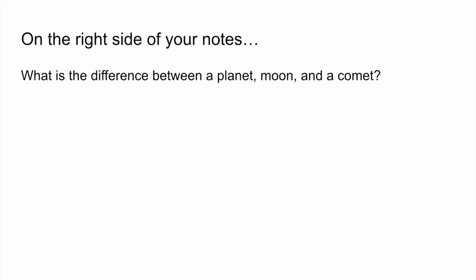So on the right side of your notes, quick jot down, what's the difference between a planet, a moon, and a comet? So we know what a planet is. We're on one right now. We see a moon up in our sky at night. Sometimes we might even see a streaking comet across the sky. So what is the difference between the three? Take a second to jot that down on the right side of your notes.